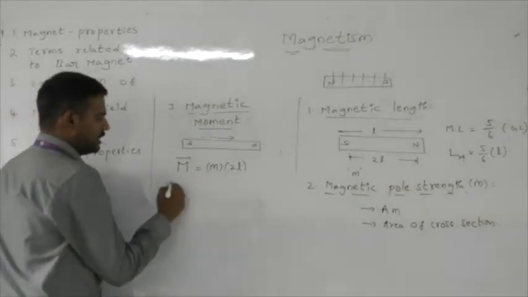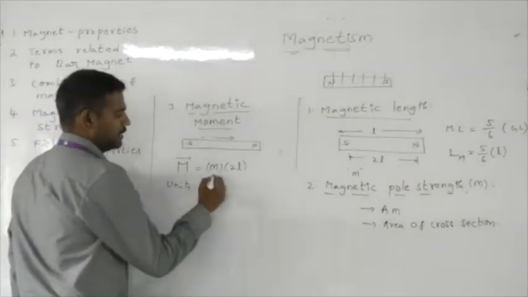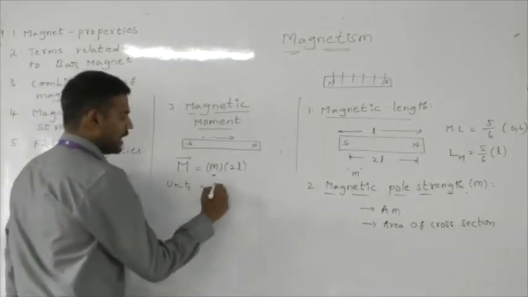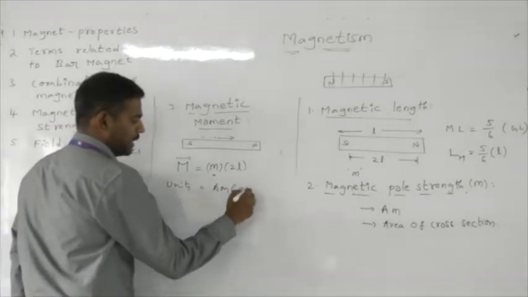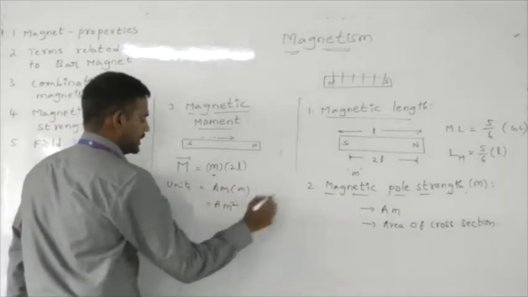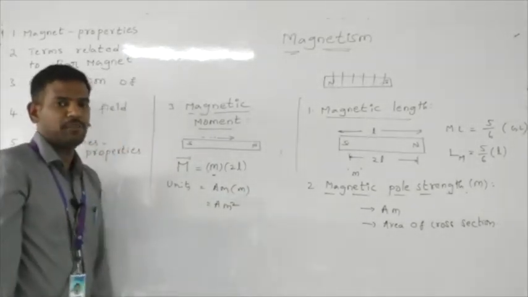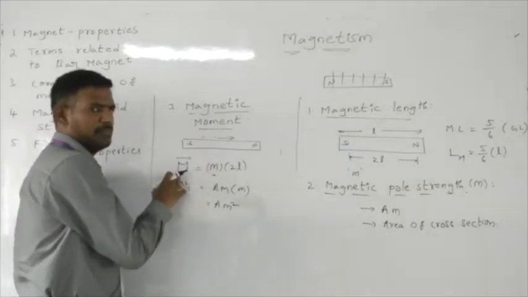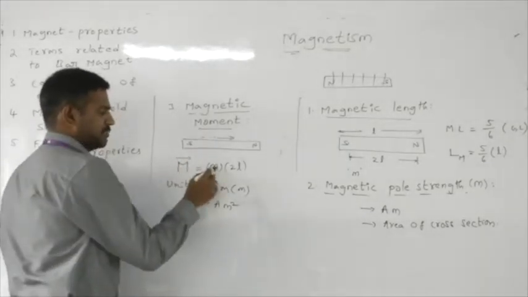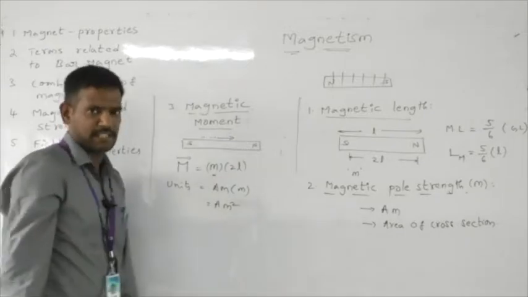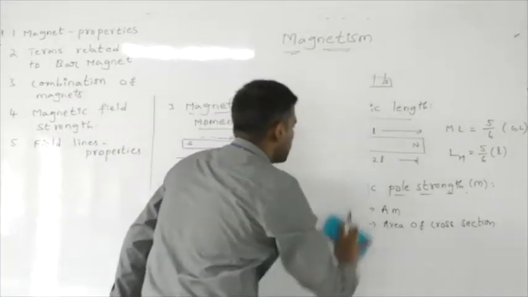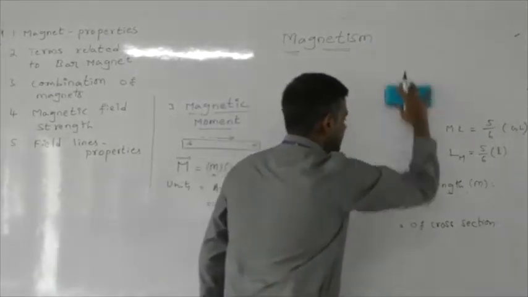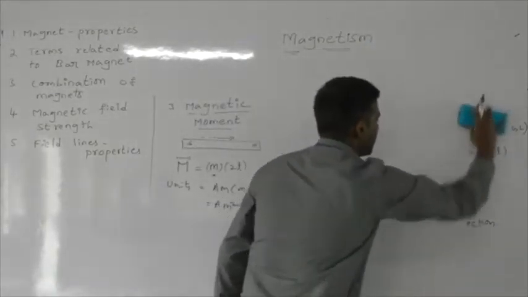And what will be its units? The pole strength is measured with the unit ampere into meter, and the magnetic length is measured with the unit meter, therefore the unit is ampere into meter square. This magnetic moment depends upon two factors. What are they? One is pole strength, another one is the magnetic length. Now let us try to understand what will happen if the bar magnet is cut into n number of pieces.